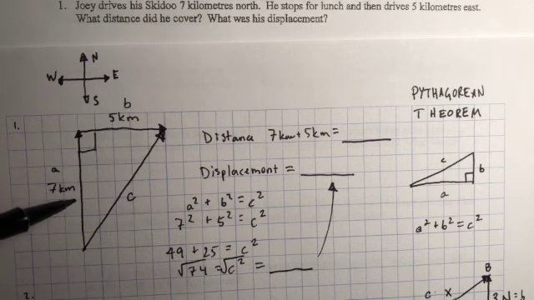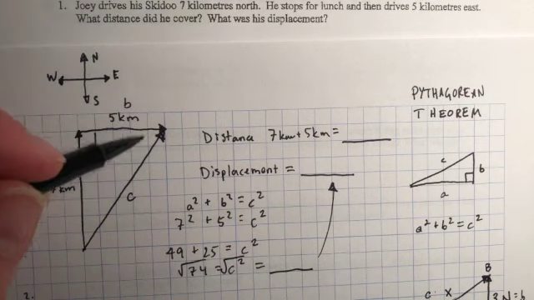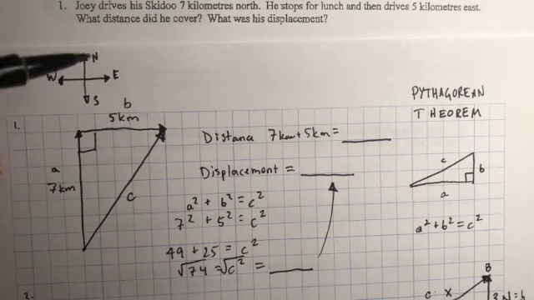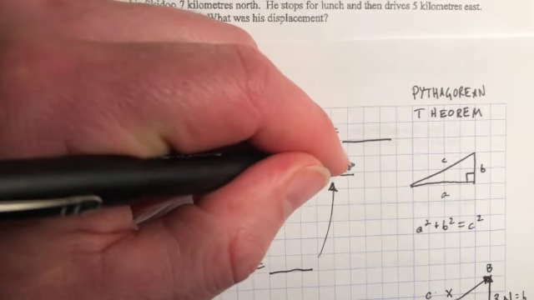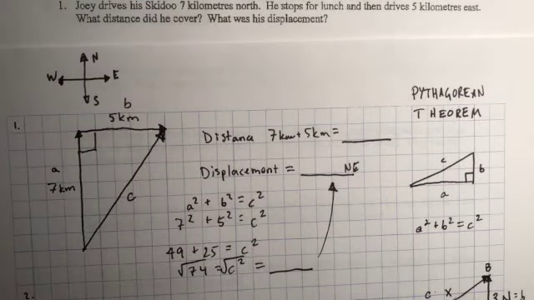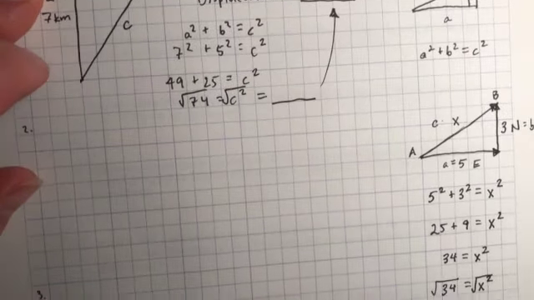Now, what direction is that? Well, he goes north and he goes east. So this is north and east. So the direction here would be northeast, whatever you get for that answer. All right, let's take a look at number 2.